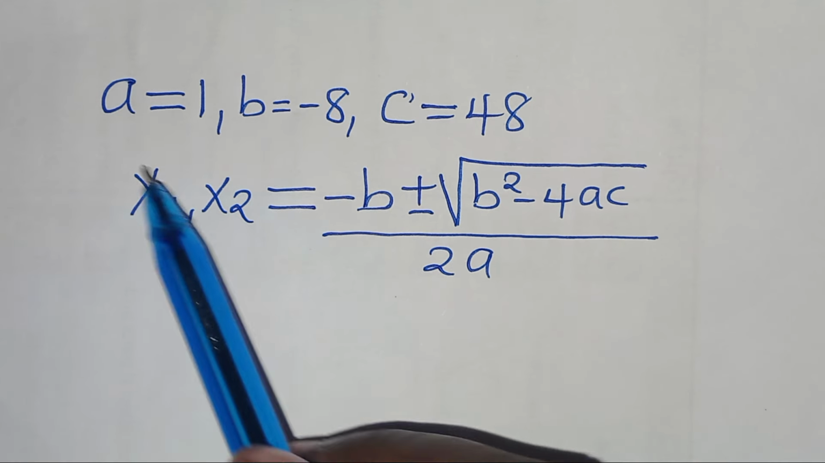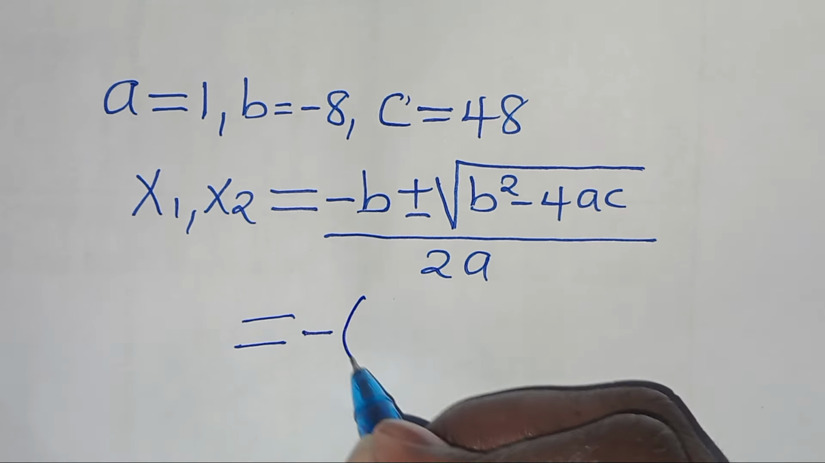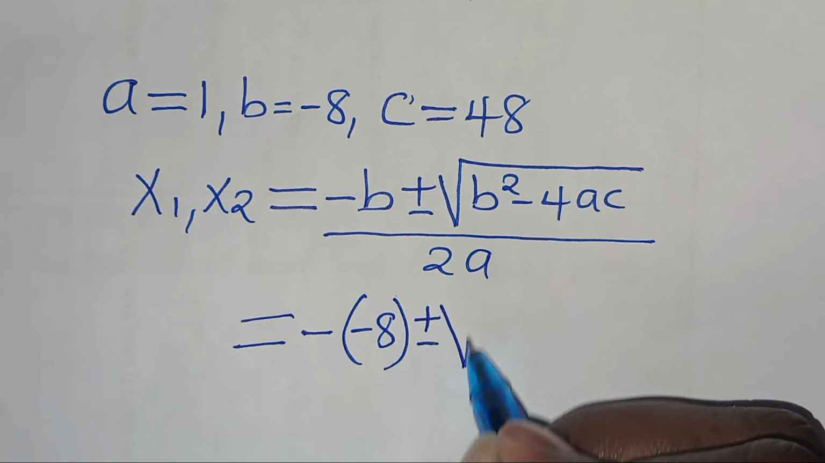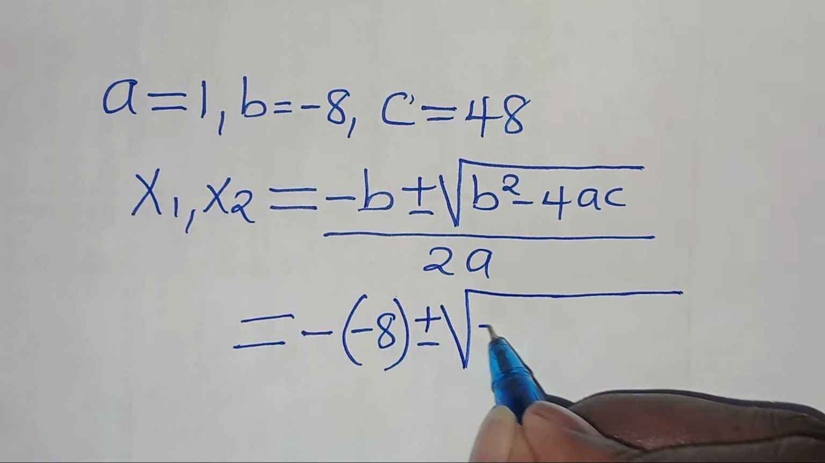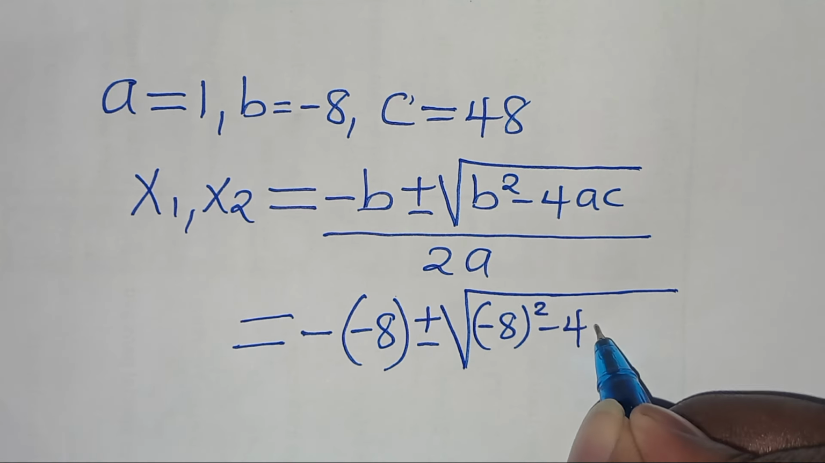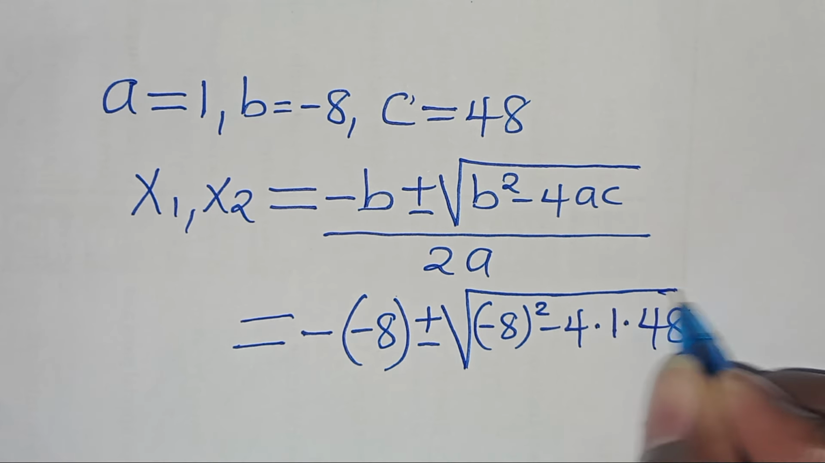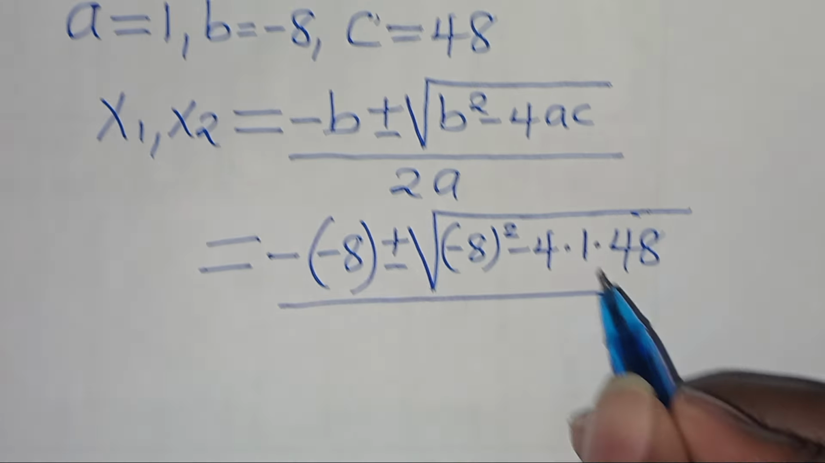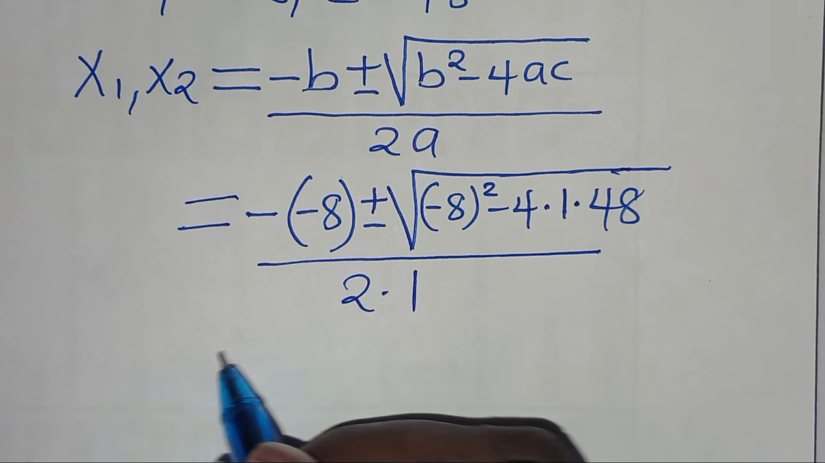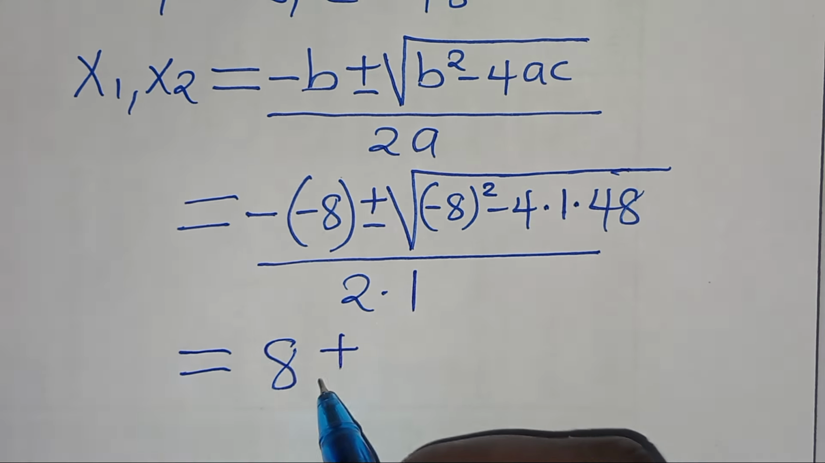Now substituting the values of a, b, and c, here we have minus minus 8, then plus or minus the square root of minus 8 squared minus 4 times a, which is 1, times c, which is 48. Everything here divided by 2 times 1. So this means that minus times minus 8 is 8 plus or minus.